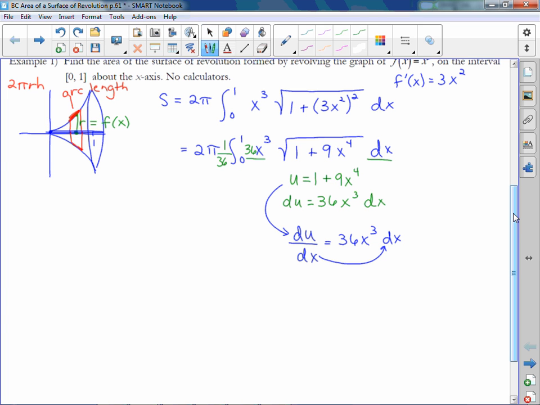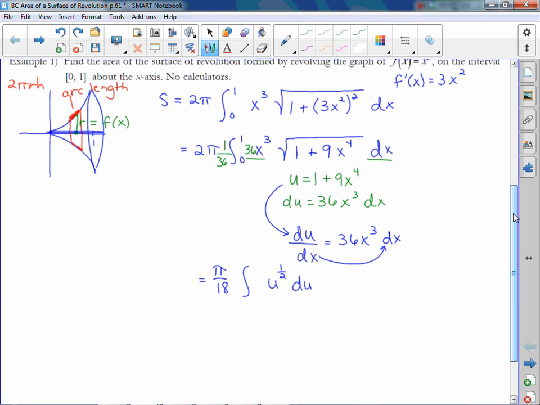My u is under the square root. So I'm going to rewrite this as 2 pi over 36 is going to become pi over 18. And then my integral, because I'm going to use u, the square root of u, which is u to the 1/2 du, I've got to change my limits.